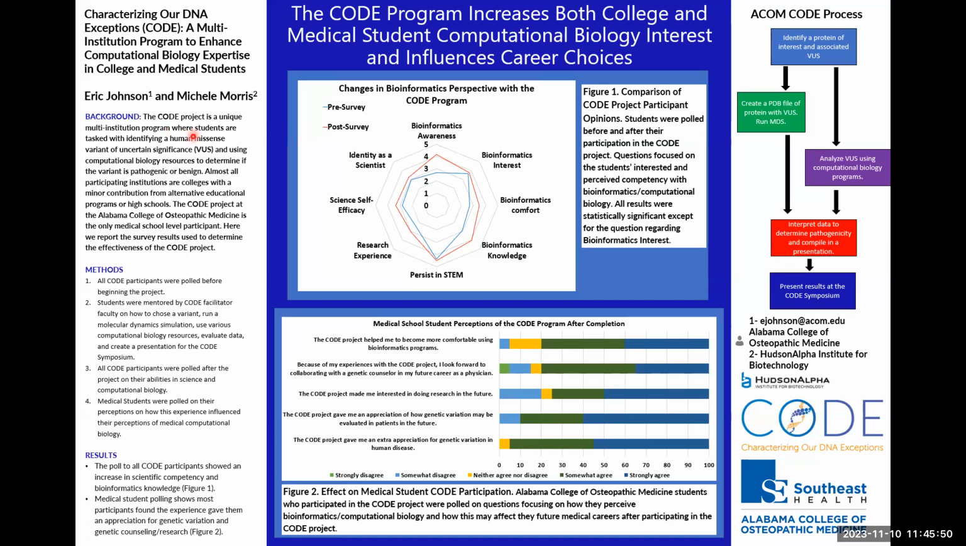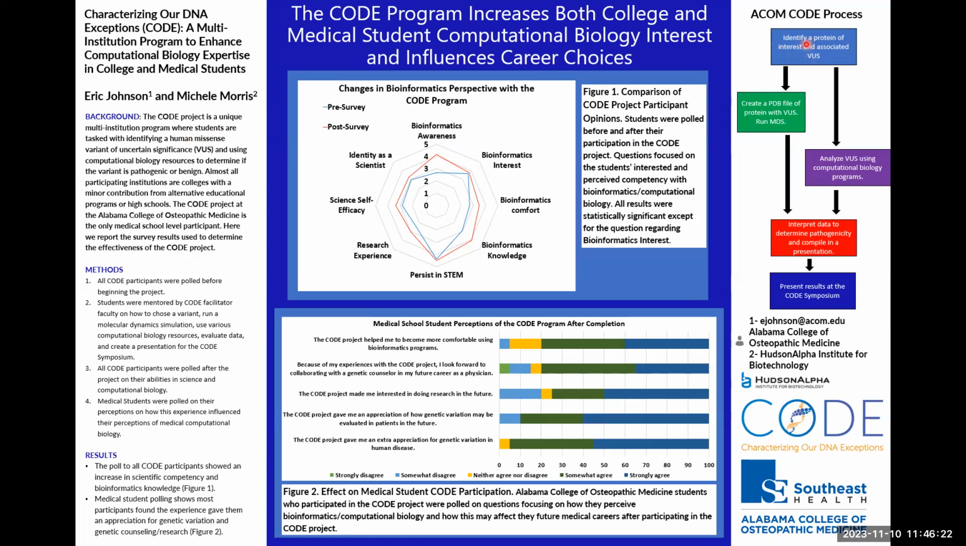What we do with our students is we have them choose a variant of uncertain significance and then analyze it. In my situation, I work at a medical school, so the medical students are really only available to do research over the summer. So I have a short time period to have them work on this project. This is what I do in my school.